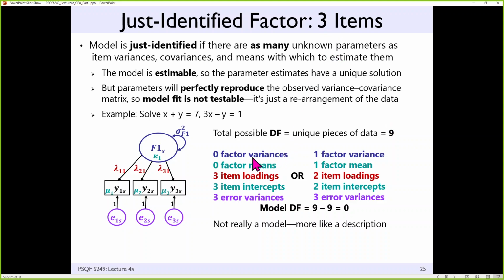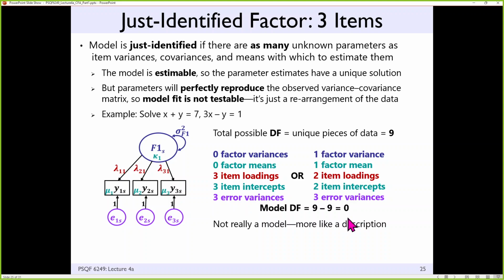So let's go through the possibilities here. Either I have 3 item loadings and no factor variances, or I choose one of my items to be the marker, so I only have to estimate 2, but then I have to estimate the factor variance instead. Likewise, I could have 1 intercept per item and no factor means, or I could have 2 intercepts, fix one of them to 0, and estimate the factor mean instead, and it will become that item's mean. Either way, I could have 3 error variances. Now, in terms of possible information going in, 3 means, 3 variances, 3 covariances. What's coming back out? 3 loadings, 3 intercepts, 3 variances, 0.